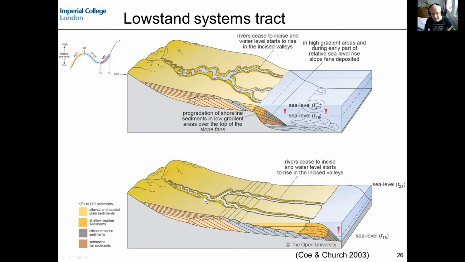At the margins here, effectively we have no accommodation space. We're still bypassing sediment towards the basin center where we have accommodation space.